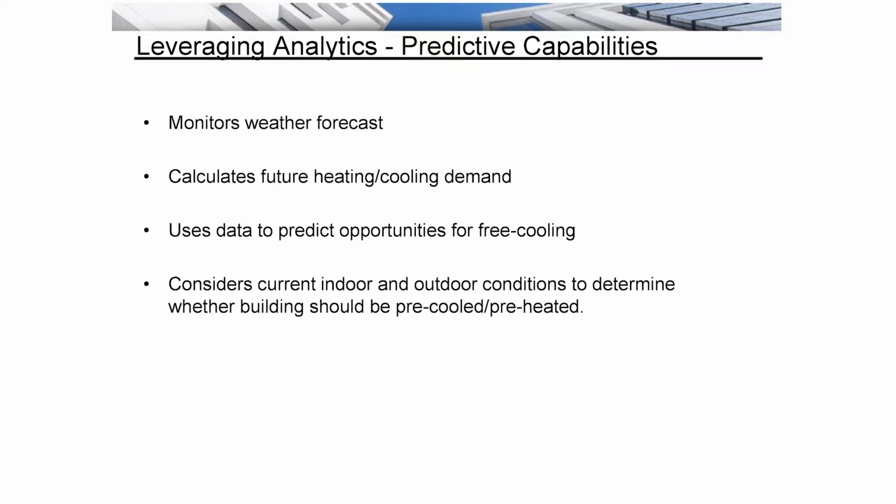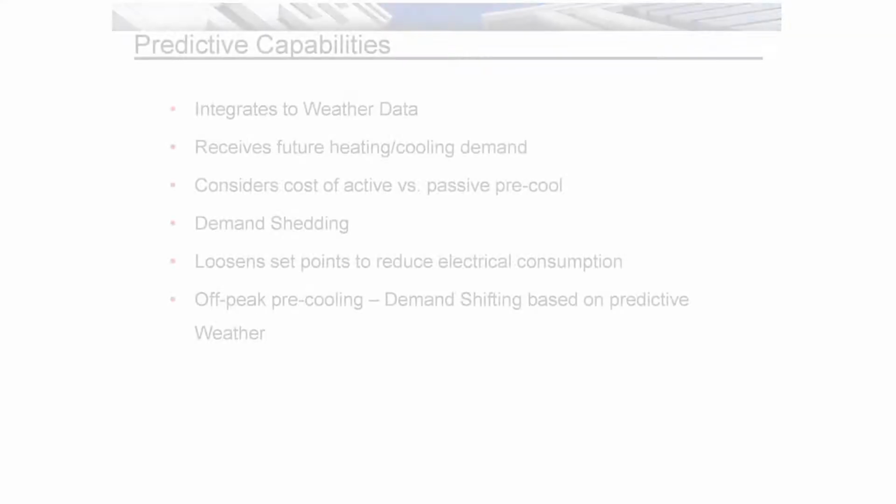So we want to talk a little bit about how to take these analytics and then do some predictive capabilities. Monitoring weather forecast, by using that, calculating future heating and cooling demand. Using data to predict opportunities for free cooling. Consider current indoor and outdoor conditions to determine whether we should pre-cool or preheat, and when we should pre-cool and when we should preheat.